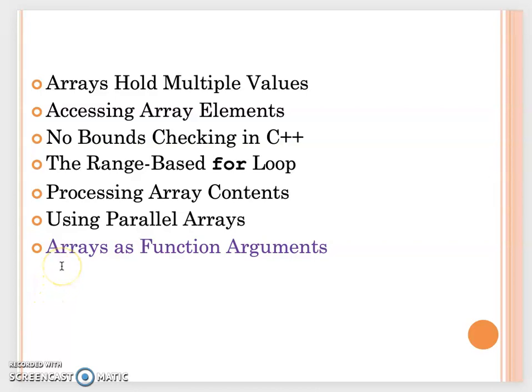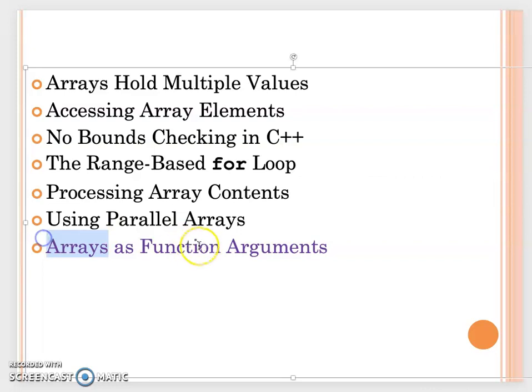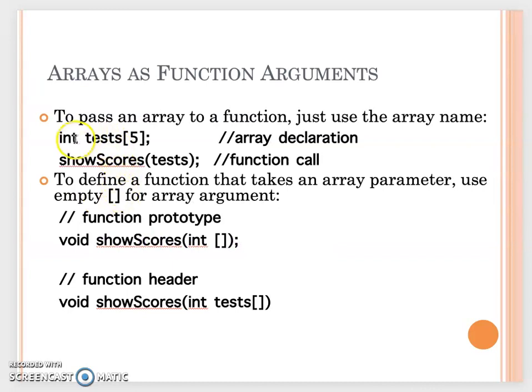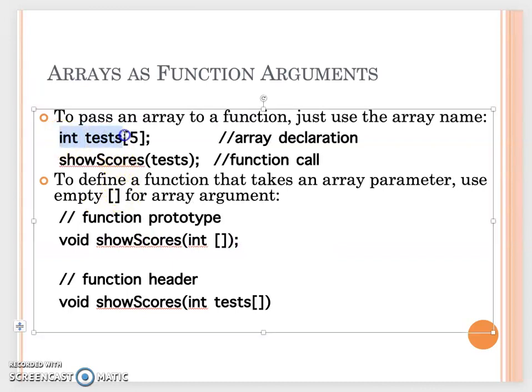So in the next two videos, we will talk about how to pass an array through a function. That's what we call the array as a function argument. For example, I have an int array called test, size 5.